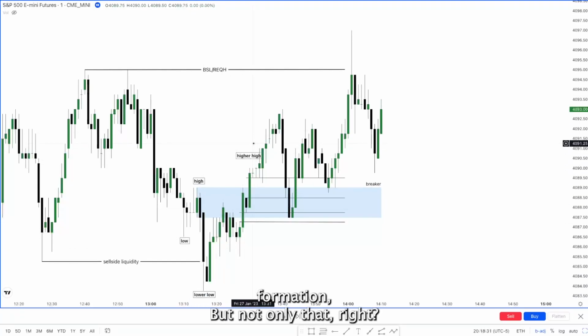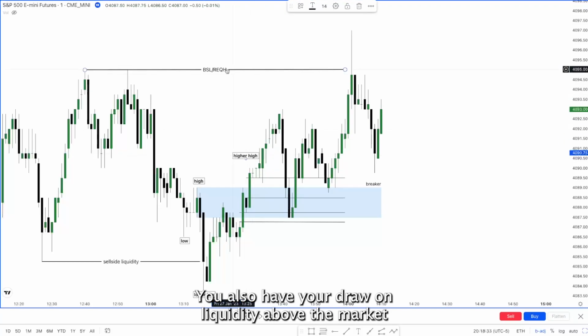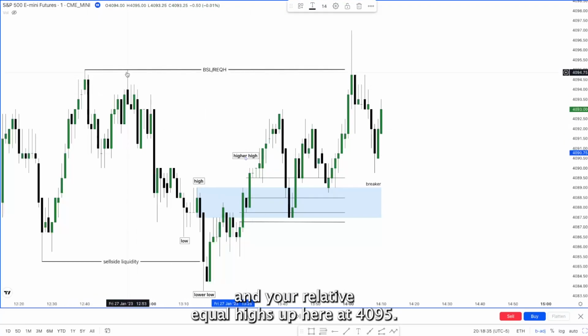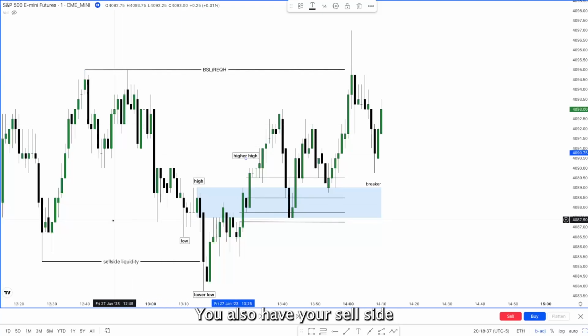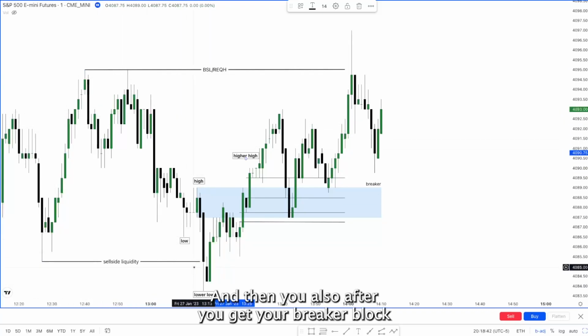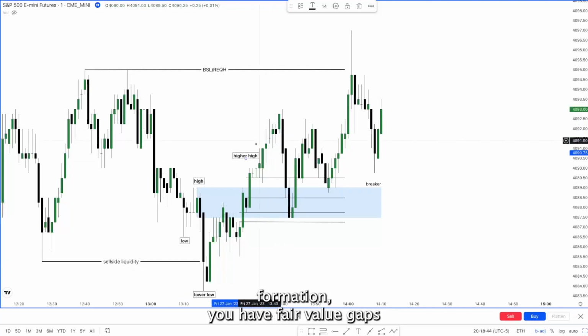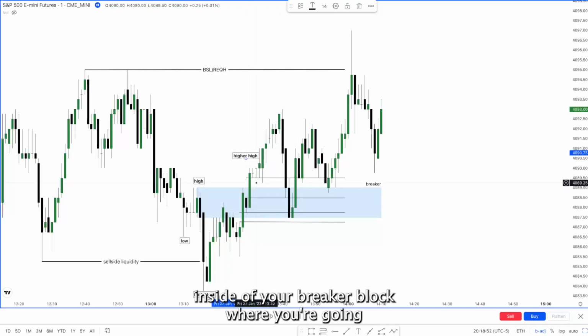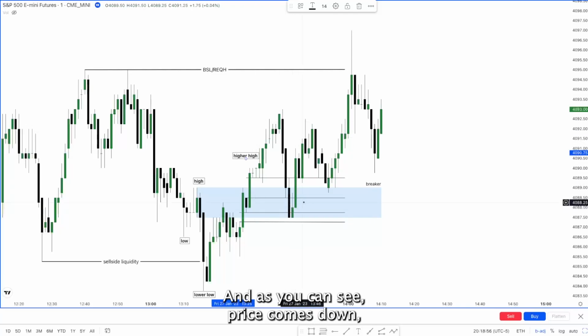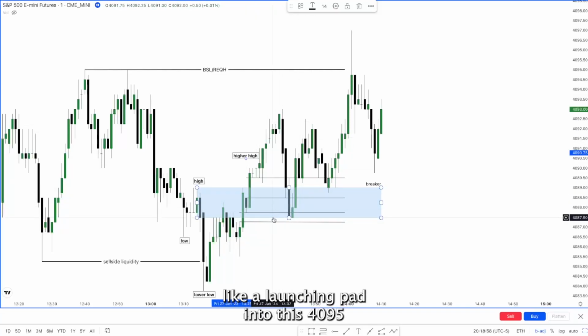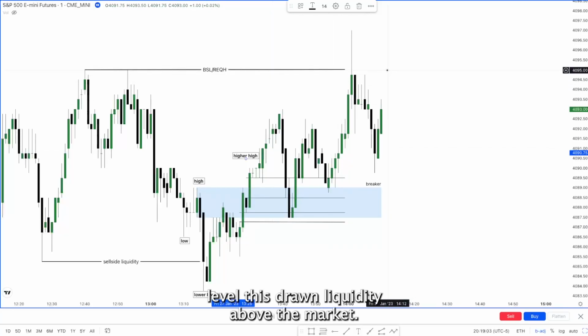But not only that, right? You also have your draw on liquidity above the market and your relative equal highs up here at 40.95. You also have your sell side taken on this move lower, right? And then after you get your breaker block formation, you have fair value gaps created. Actually, two in this example, you have two fair value gaps created inside of your breaker block where you're going to look to take your adds. And as you can see, price comes down, uses the breaker block as almost like a launching pad into this 40.95 level, this draw on liquidity above the market.